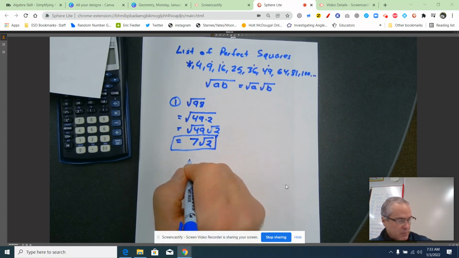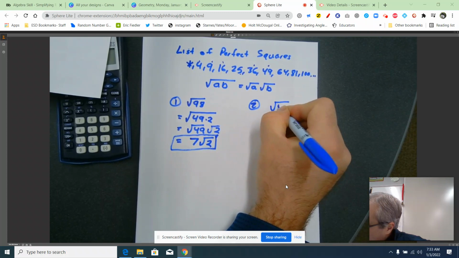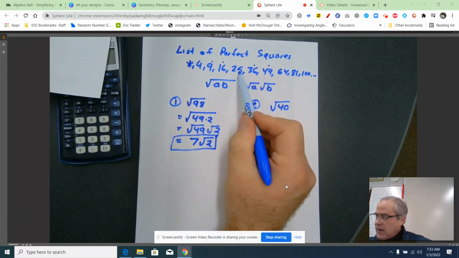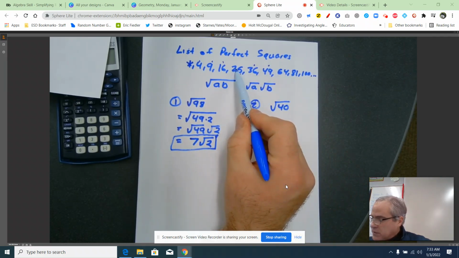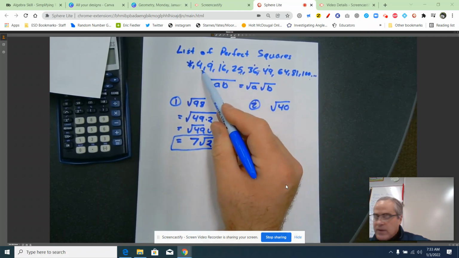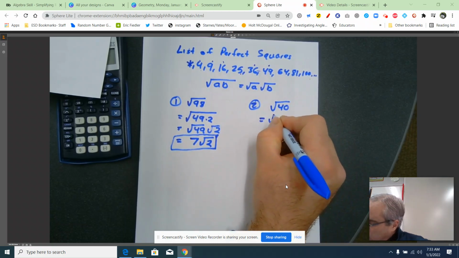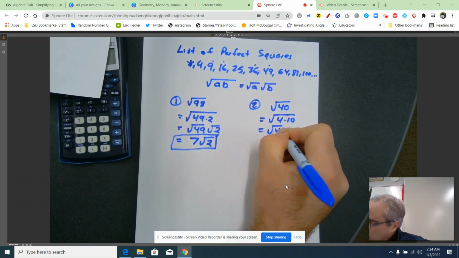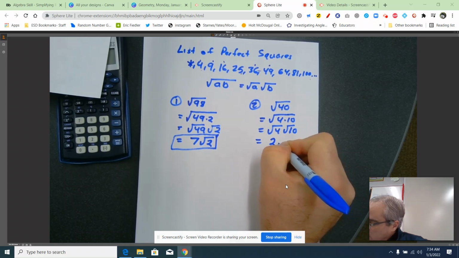Okay, second example, square root of 40. Think of the numbers that you can eliminate on the list. 25 times 2 is 50. Since that's bigger than half of 40, there's no way it can go into 40. So you can eliminate all these. And so we're down to just 4, 9, and 16. Well, I think you know that 4 goes into 40, correct? So I can rewrite this as the square root of 4 times 10 equals the square root of 4 times the square root of 10. Square root of 4 is 2, times the square root of 10.